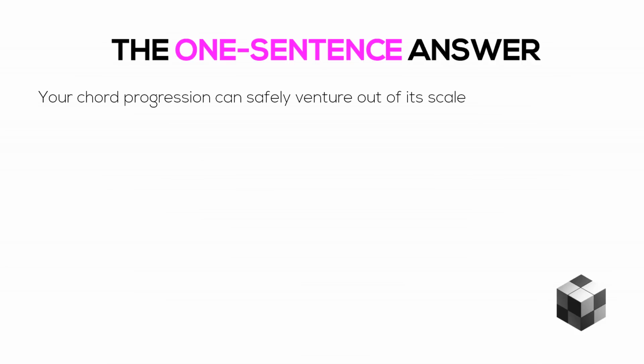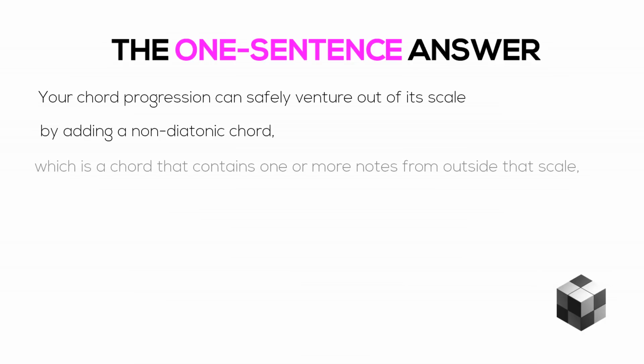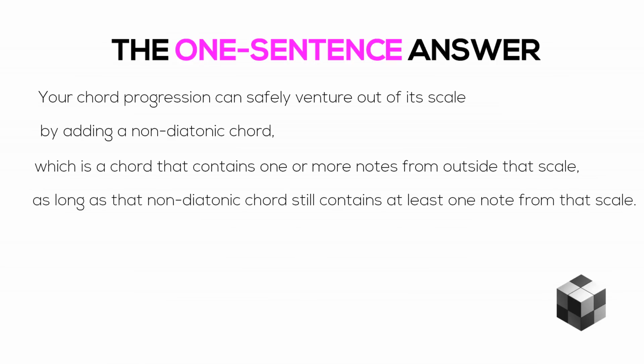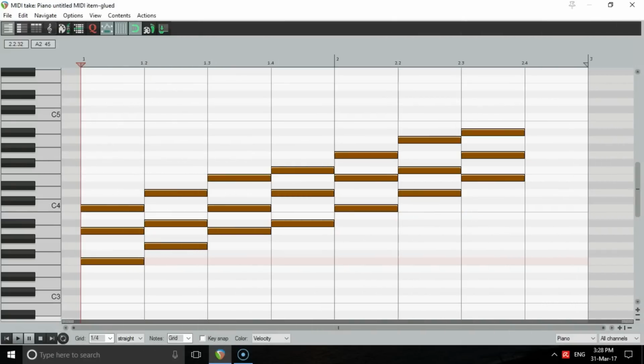Thank you, Knut. This is an advanced and awesome question, and you've made some wise observations already. So we're excited to connect the dots for you, starting with our one-sentence answer. Your chord progression can safely venture out of its scale by adding a non-diatonic chord, which is a chord that contains one or more notes from outside that scale, as long as that non-diatonic chord still contains at least one note from that scale. First, let's just solidify the terms diatonic and non-diatonic.